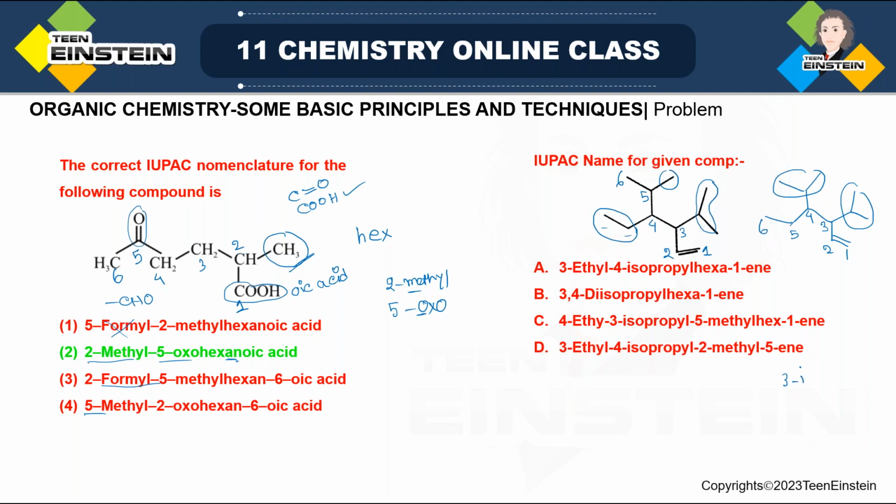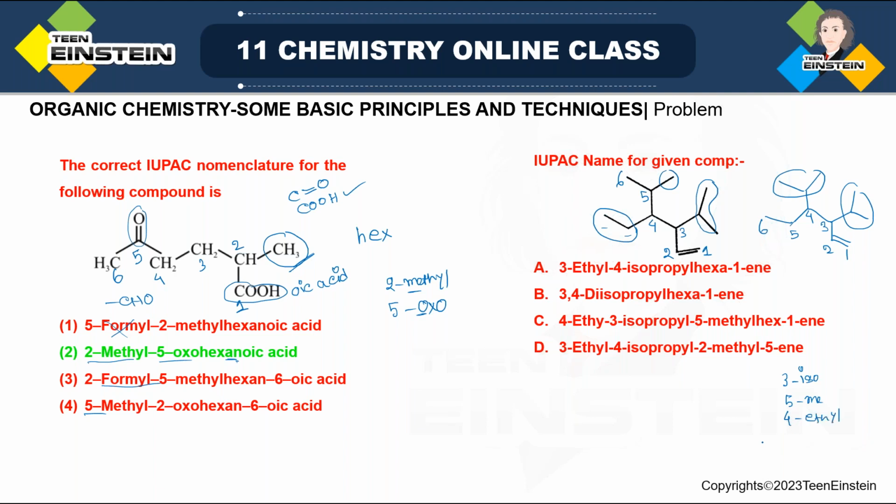At 3 position we have isopropyl. I'm not writing the whole word, I'm just writing iso, 3 position isopropyl. Then at 5 position we have methyl group. Then at 4 position we have ethyl group.